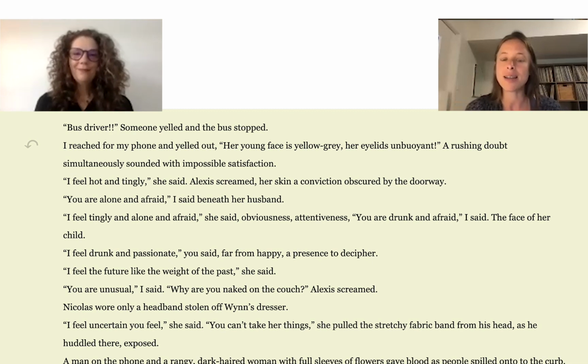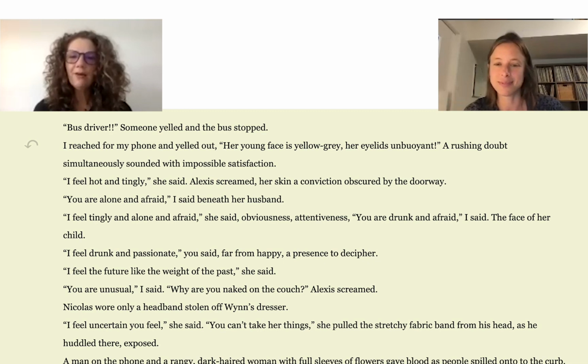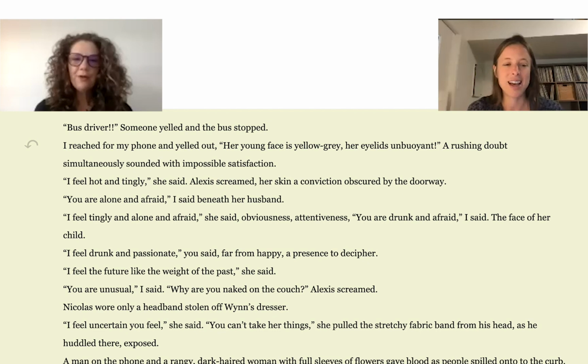Bus driver, someone yelled, and the bus stopped. I reached for my phone and yelled out. Her young face is yellow-gray, her eyelids unbuoyant. A rushing doubt simultaneously sounded with impossible satisfaction. I feel hot and tingly, she said. Alexis screamed, her skin a conviction obscured by the doorway. You are alone and afraid, I said, beneath her husband. I feel tingly and alone and afraid, she said. Obviousness, attentiveness. You are drunk and afraid, I said, the face of her child. I feel drunk and passionate, you said, far from happy, a presence to decipher. I feel the weight. I feel the future like the weight of the past, she said. You are unusual, I said.